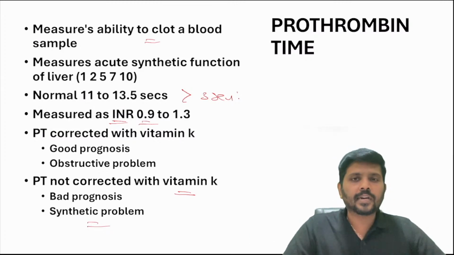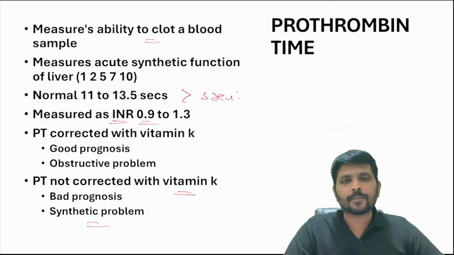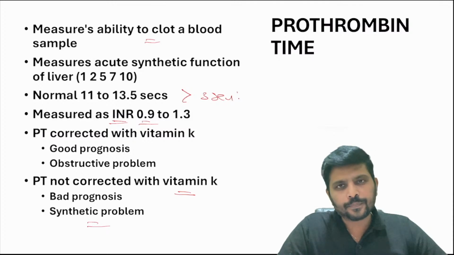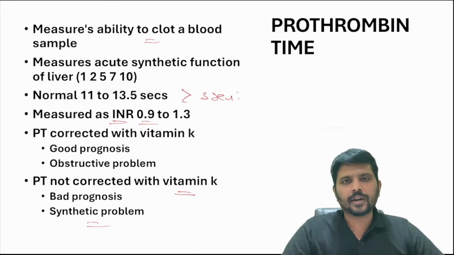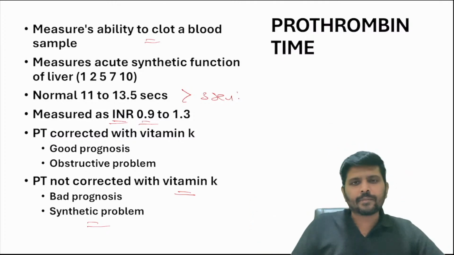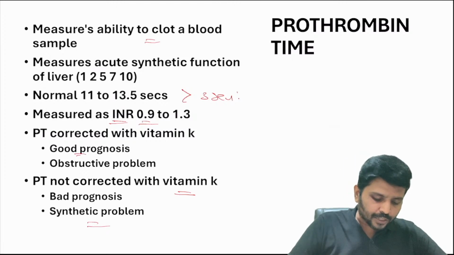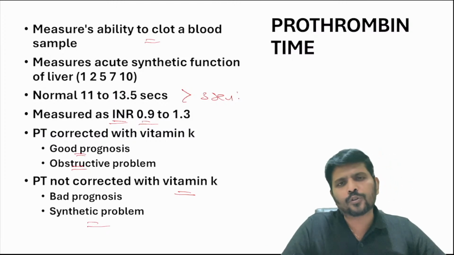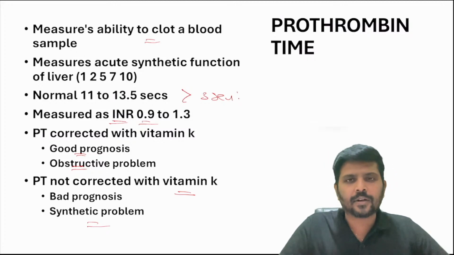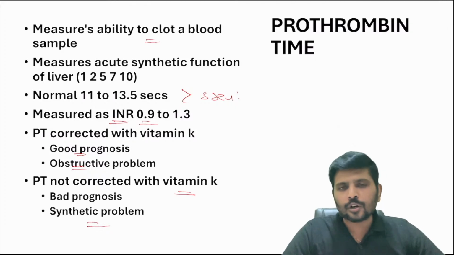When prothrombin time gets corrected by vitamin K injection, it indicates that the liver had produced clotting factors and the gamma carboxylation has been done by vitamin K. So when you give vitamin K and your prothrombin time normalizes, it indicates that it is obstructive jaundice and it has a relatively good prognosis because the liver is normal there. But when your prothrombin time is not getting corrected, it indicates that there is a synthetic defect. That's it about the prothrombin time.